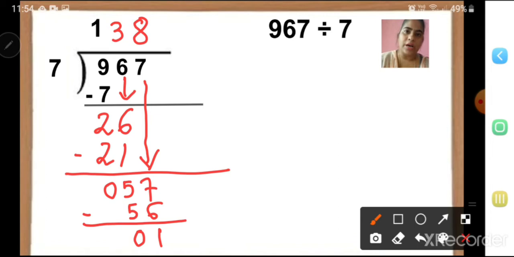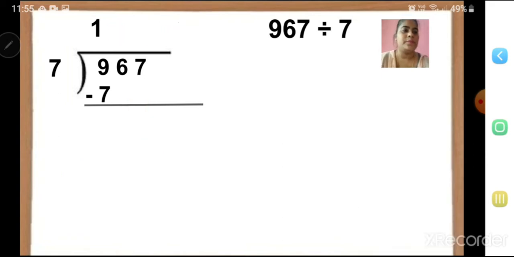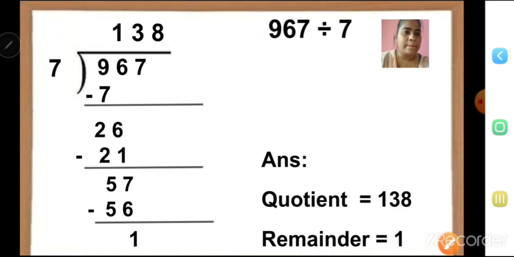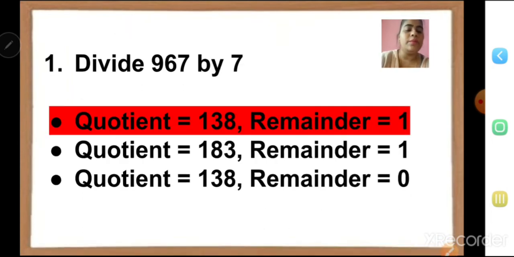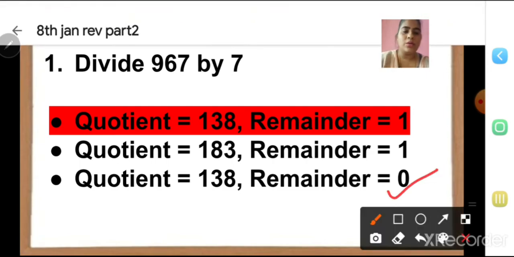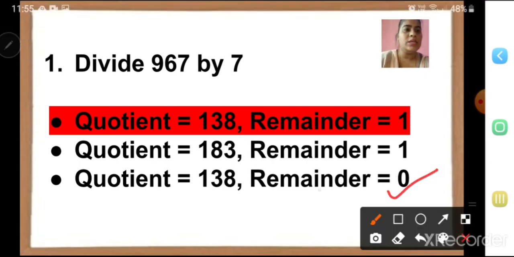Till here only we have to divide because there is no other number. So this is our quotient and now 1 is our remainder. Correct? 138 is quotient and 1 is remainder. So we have to tick mark the correct option. Now children, see here in this options they have given this answer also to confuse us. Okay, see here remainder is 0 but we have got remainder as 1. So tick on the correct option.